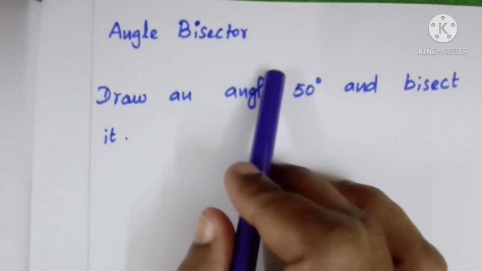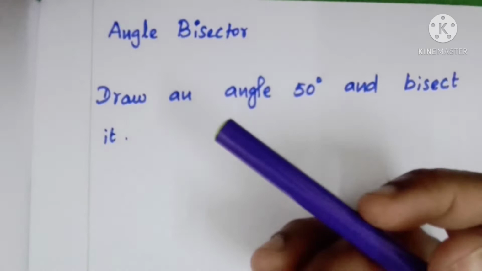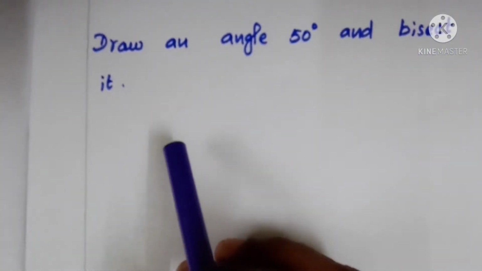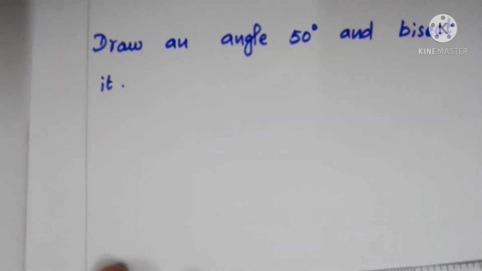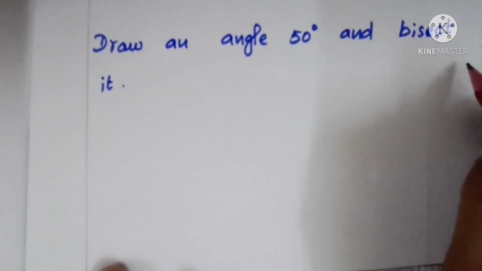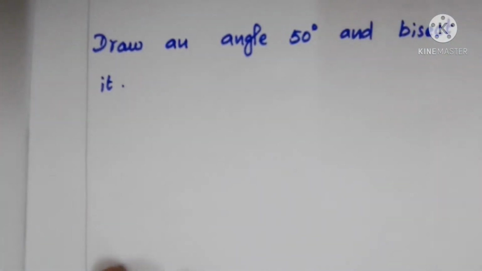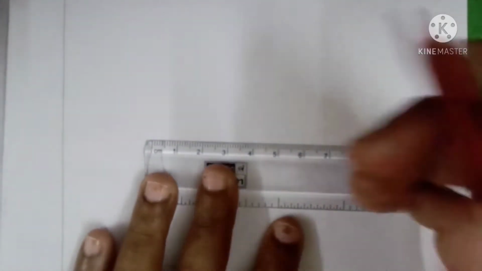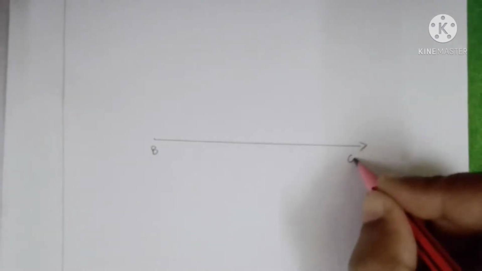Next, angle bisector. We have already learned how to bisect a line segment. Now, we learn how to bisect an angle. Bisector means cut it into two equal parts. Now, draw an angle 50 degree. So, draw a ray and name it as B and C.